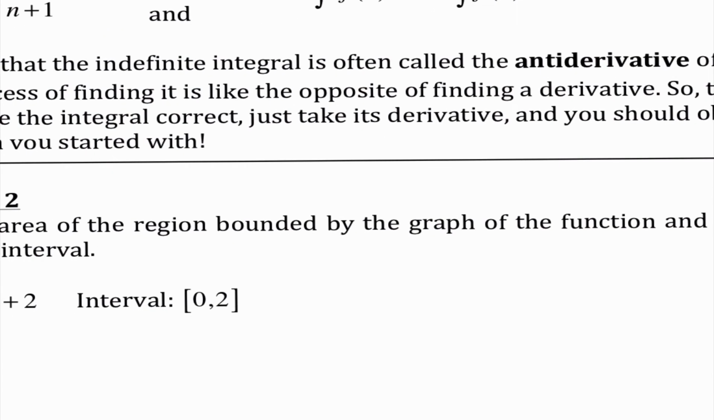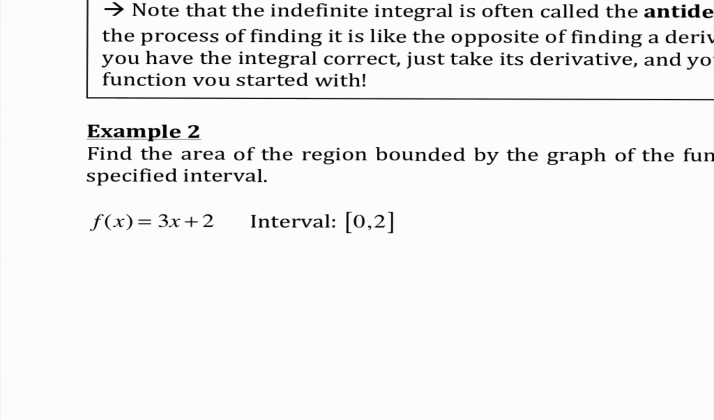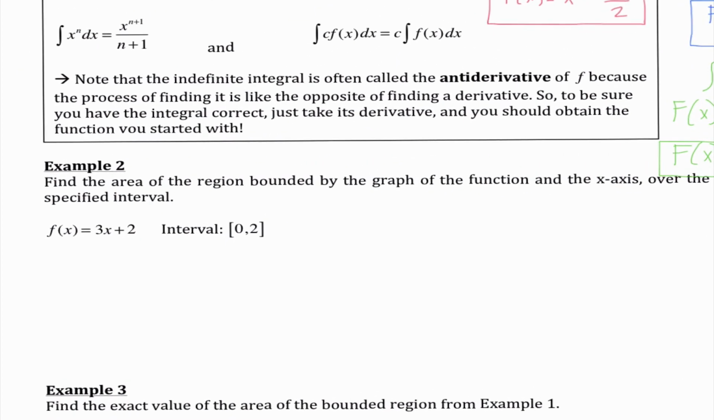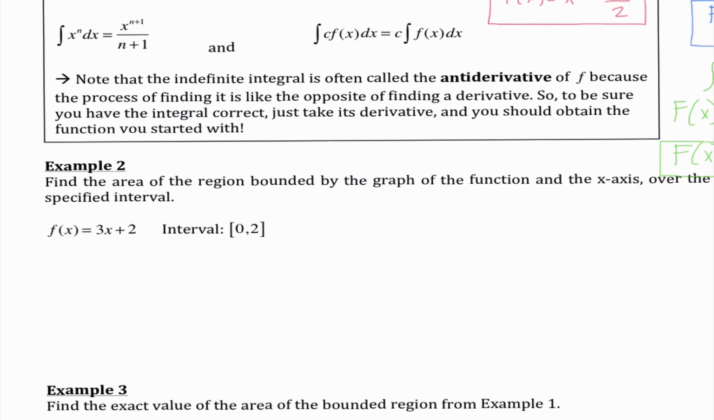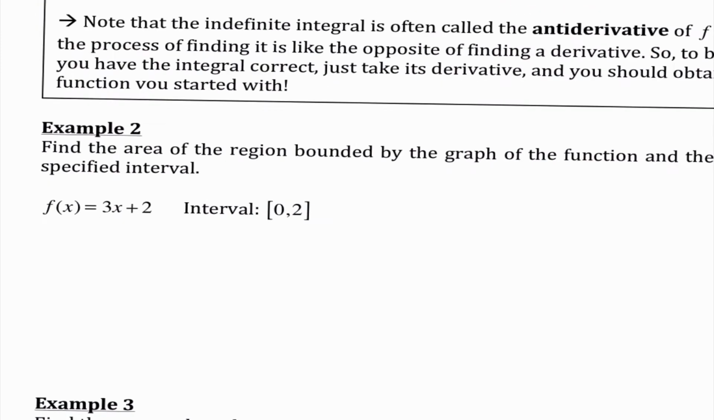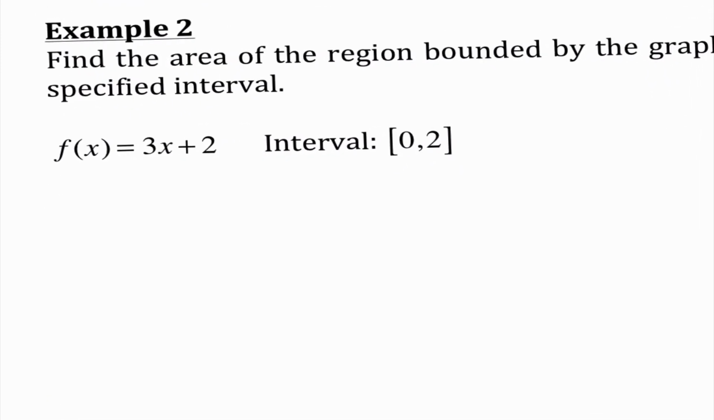Okay, so if we get into example number 2, it says, find the area of the region bounded by the graph of the function and the x-axis over the specified interval. It tells us f of x equals 3x plus 2, and the interval is from 0 to 2. Not that we need to, but here is a picture of what this graph looks like. I'm finding all of this area right there.